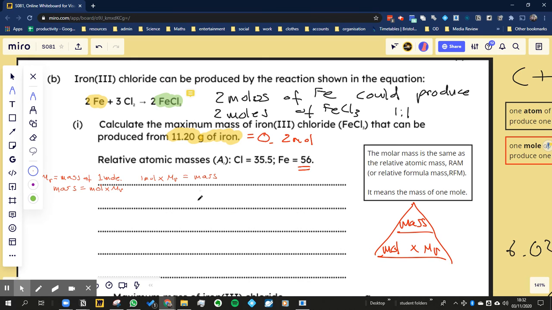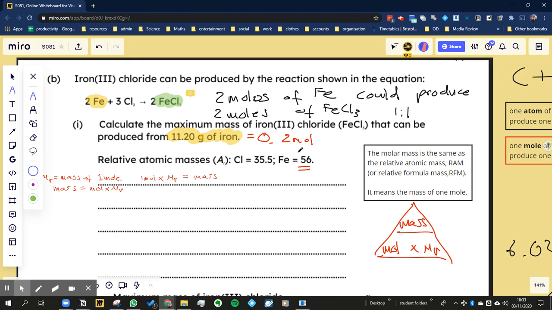So what we're saying here is 11.2 grams is the amount of iron in terms of mass, and now this is the amount of iron in terms of moles. So we've converted it. Now we know how many moles of iron we do have.